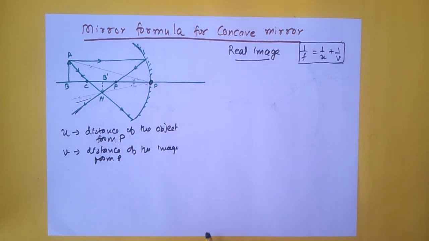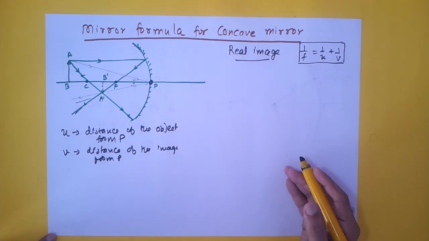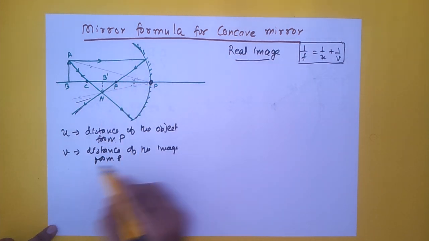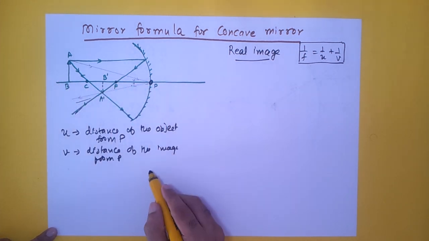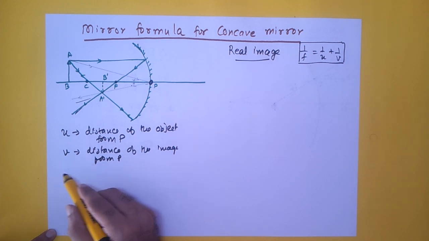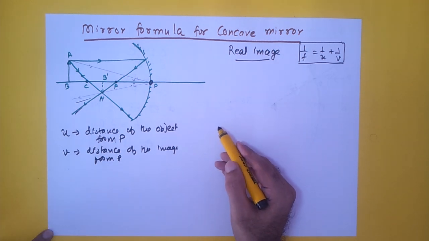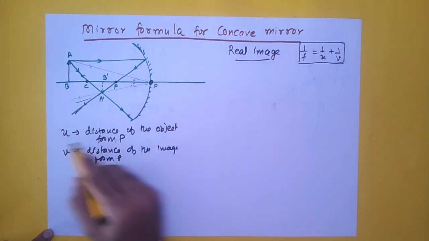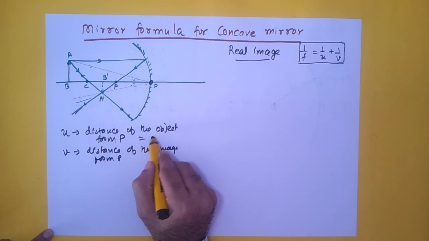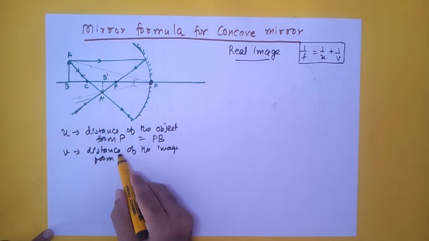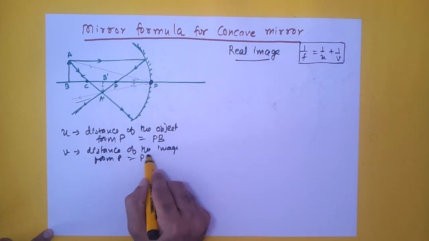And yes, we will use the conventions for sign. For example, the convention that we are going to use is, if the direction of this is opposite to the direction of incident ray, then we will assign a negative sign to u, and if it is in the same direction as the direction of the incident ray, then we will assign a positive sign to that. So in this case, PB, this is equal to u, and what is v? v is equal to PB dash.